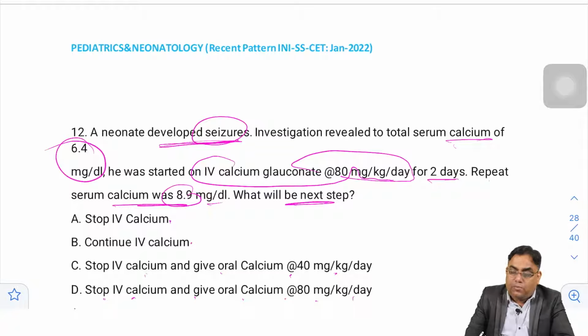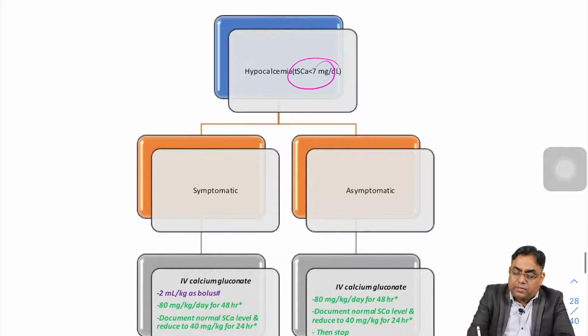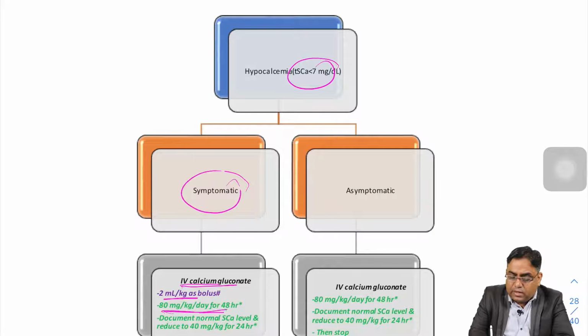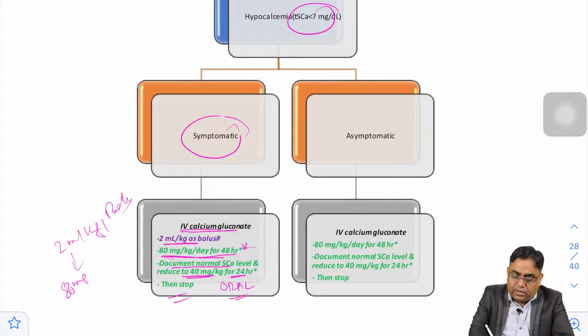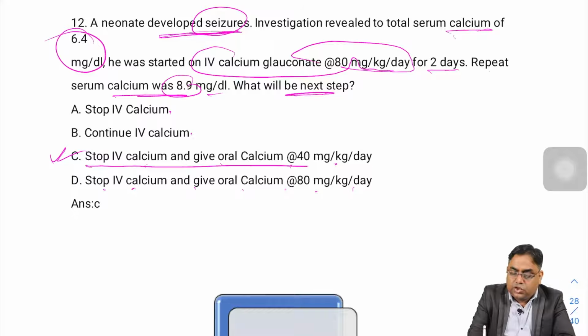This is a symptomatic hypocalcemic seizure. What is the guideline? For hypocalcemia with symptoms, give IV calcium gluconate 2 ml per kg bolus followed by 80 mg per kg per day for 48 hours. Once normal serum calcium is documented, reduce to 40 mg per kg for 24 hours, which may be oral, and then stop. So the answer will be C.